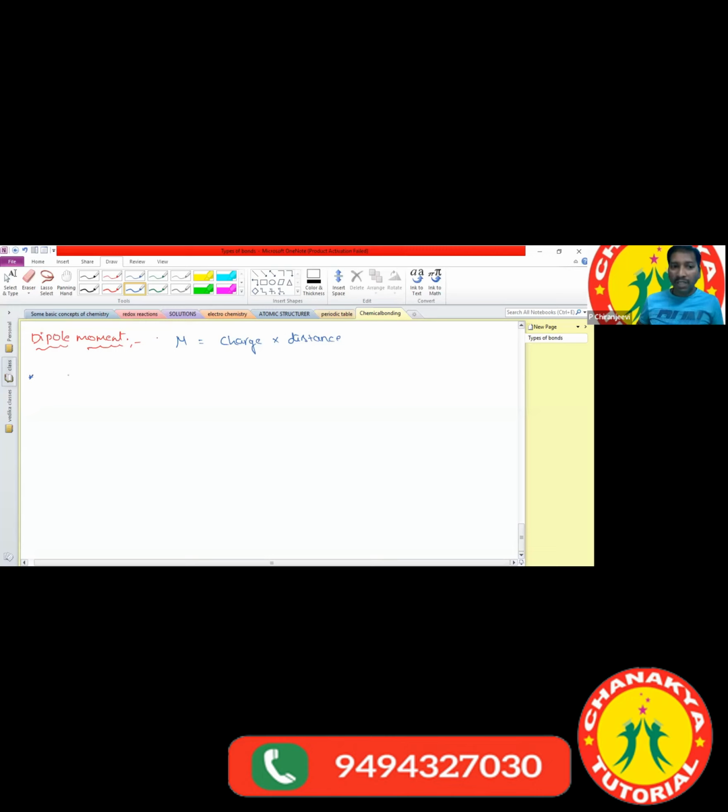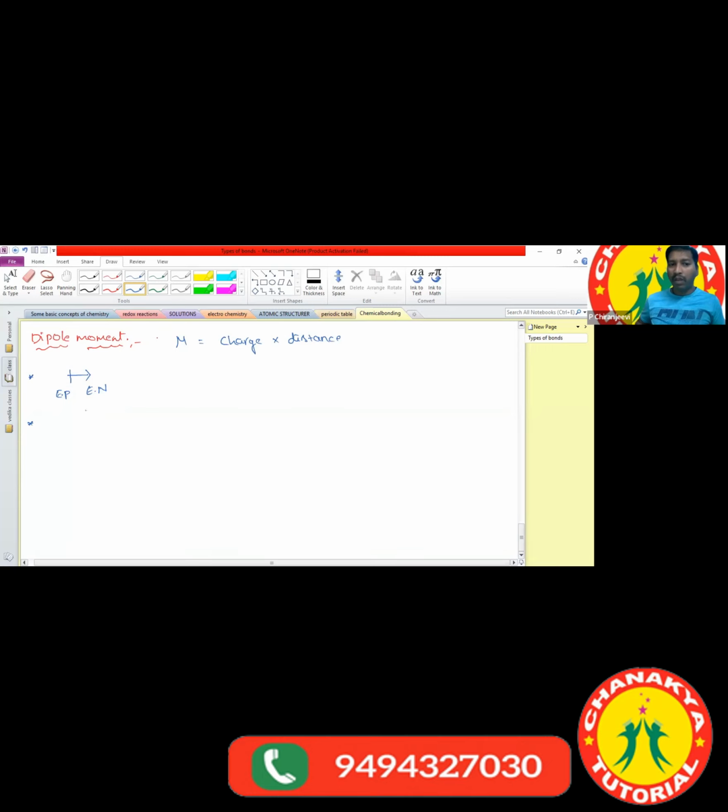How do we represent the dipole moment? The dipole moment can be represented with a cross-headed arrow mark. In this, the arrow head represents the more electronegative atom, and the cross symbol represents the electropositive atom.